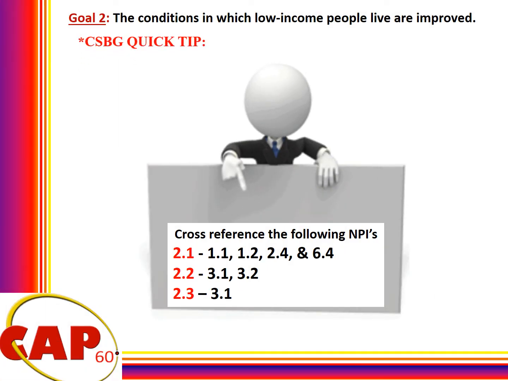Here's another CSBG quick tip regarding Goal 2. There are additional NPIs that should be cross-referenced, just in case they can be used in conjunction with the NPIs you have already selected. If you use NPI 2.1, please cross-reference NPIs 1.1, 1.2, 2.4, and 6.4. If you used NPI 2.2, please cross-reference NPIs 3.1 and 3.2. If you used NPI 2.3, please cross-reference NPI 3.1.